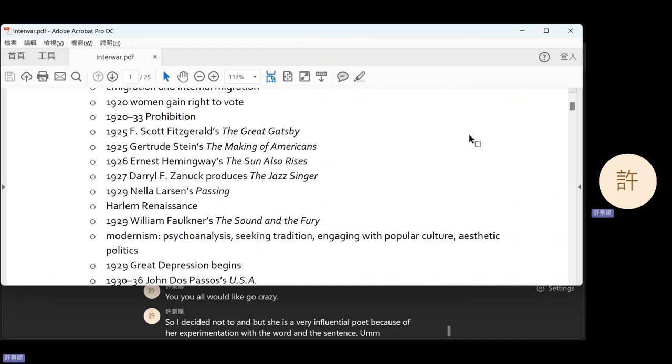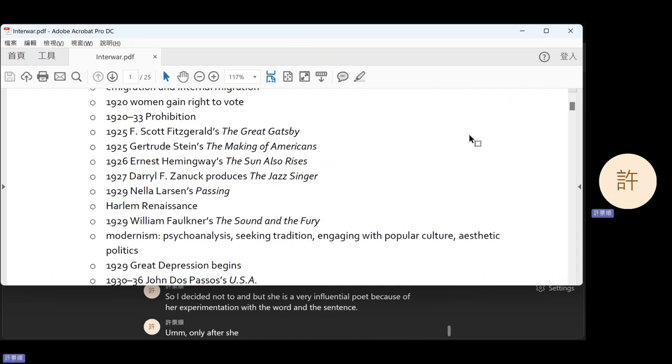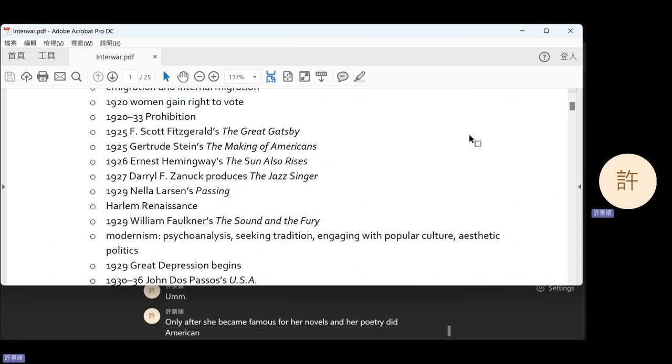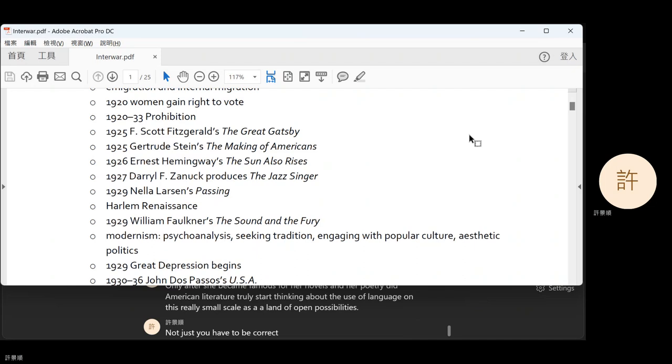Only after she became famous for her novels and her poetry did American literature truly start thinking about the use of language on this really small scale as a land of open possibilities, not just you have to be correct.